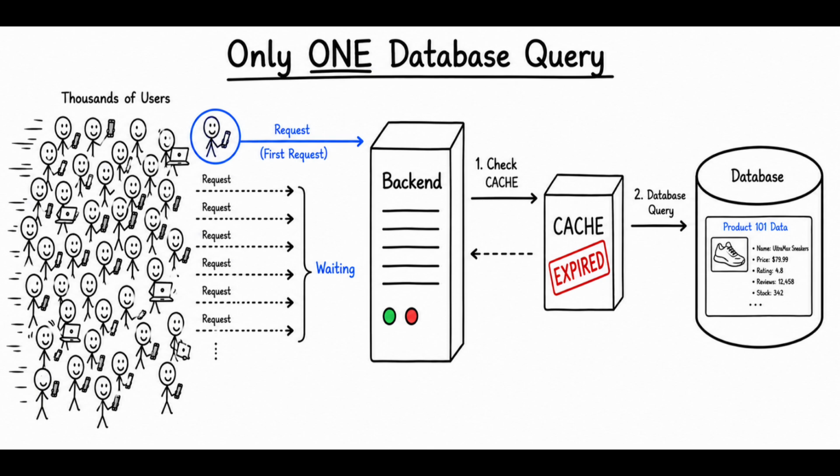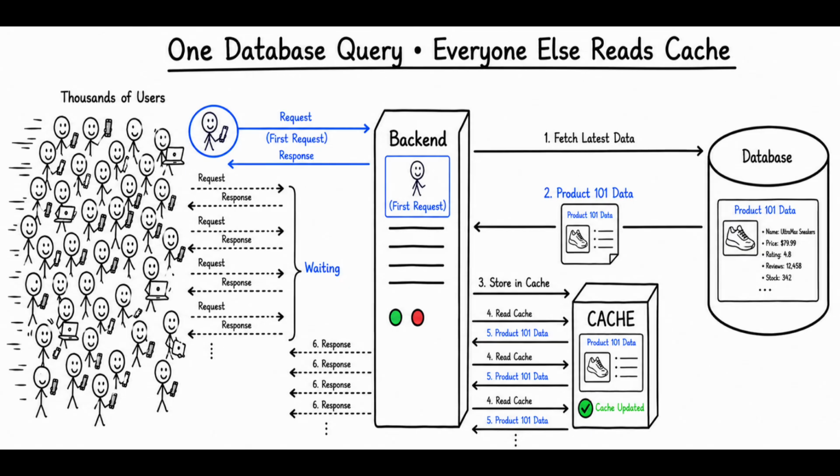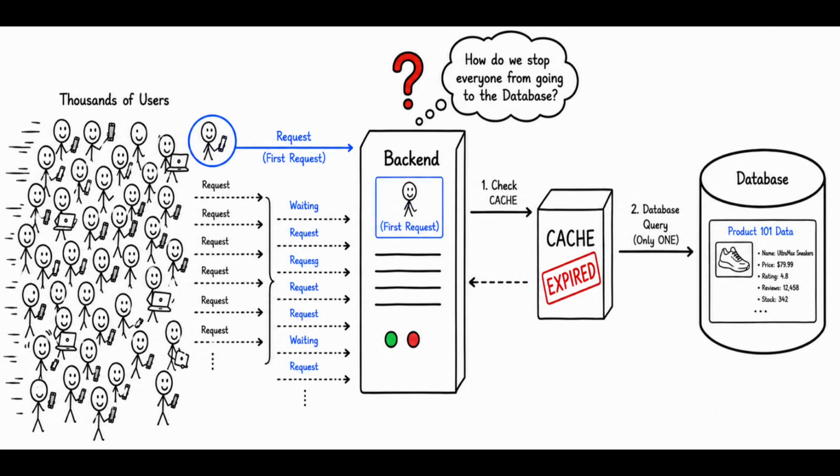If one request fetches the latest data, stores it back in the cache, then every other request can simply read that data from the cache. Problem solved. But there is one challenge. How do we make sure only one request is allowed to fetch data from the database? What stops the other 9,999 requests from doing the exact same thing? We need a mechanism that gives one request permission and temporarily stops everyone else.